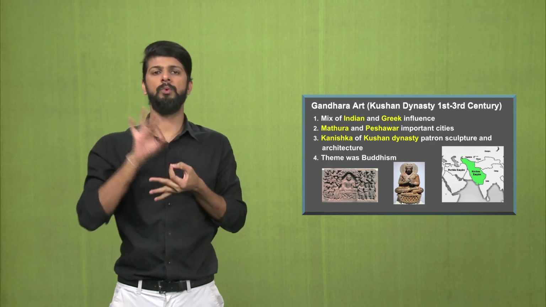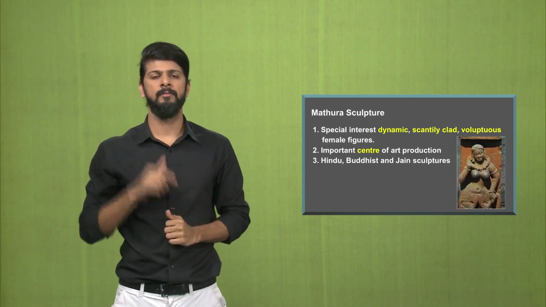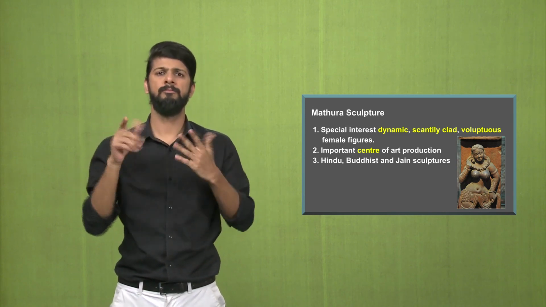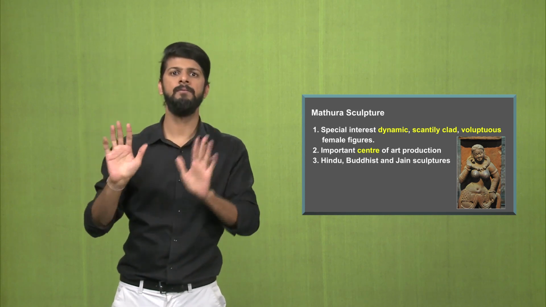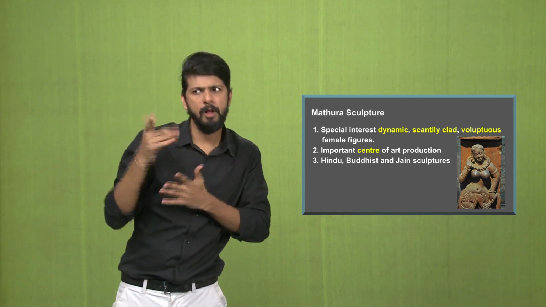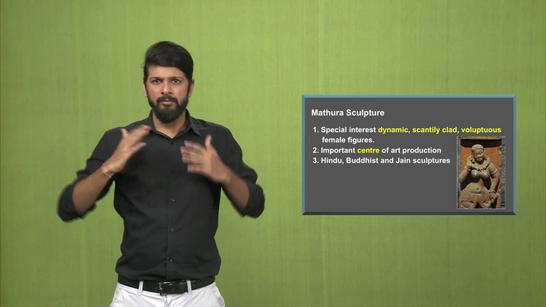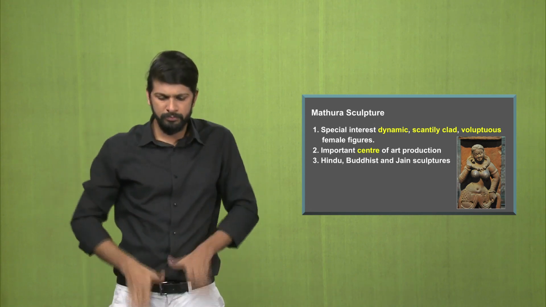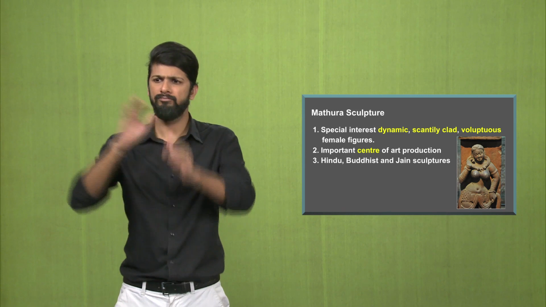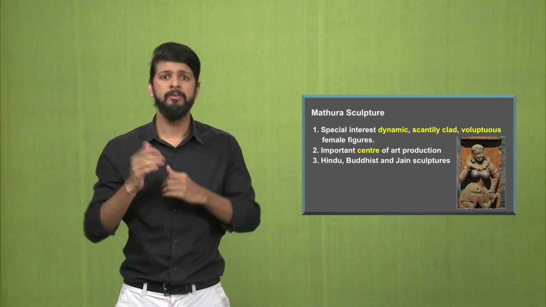The theme for the artwork was primarily Buddhism. Within the Kushan dynasty, Mathura became a very important center of art, and the special interest of the Mathura sculpture would be dynamic and scantily clad voluptuous female figures. And many such sculptures were found.